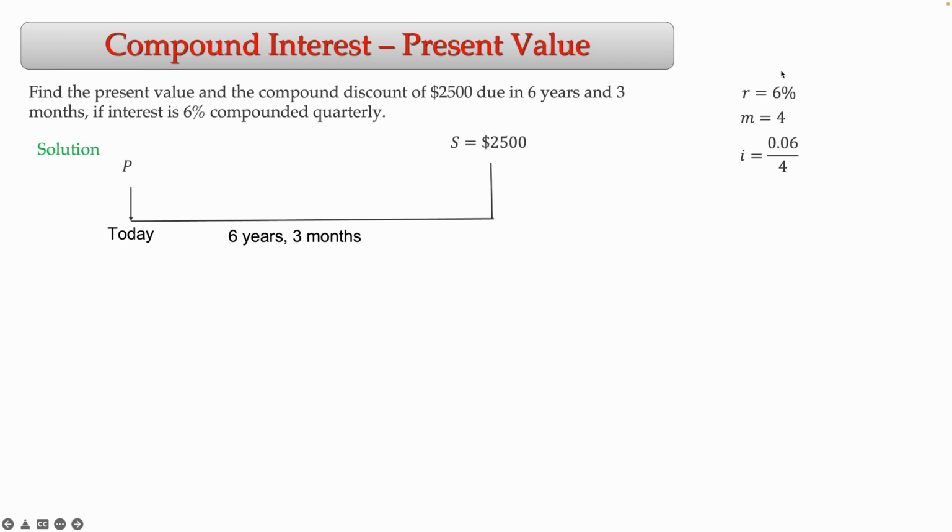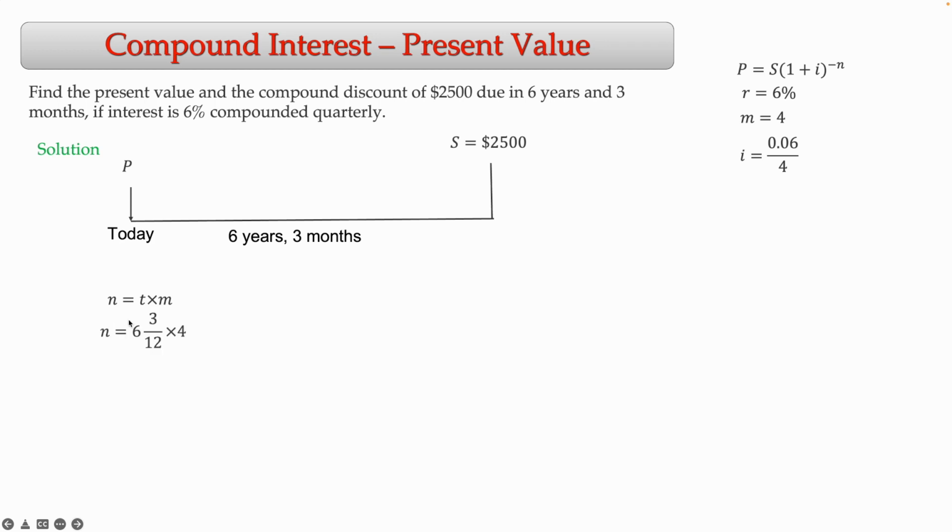Okay, so let's compute first the time. Let's type here again the formula of the present value: P equals S open bracket 1 plus I to the power negative n, and we don't know n, so we should compute n first. So n equals T times m. In this case, the time is 6 years, 3 months. Typing in years, the 3 months will be 3 over 12. Remember, 1 over 12 is 1 month, so 3 over 12 will be 3 months.